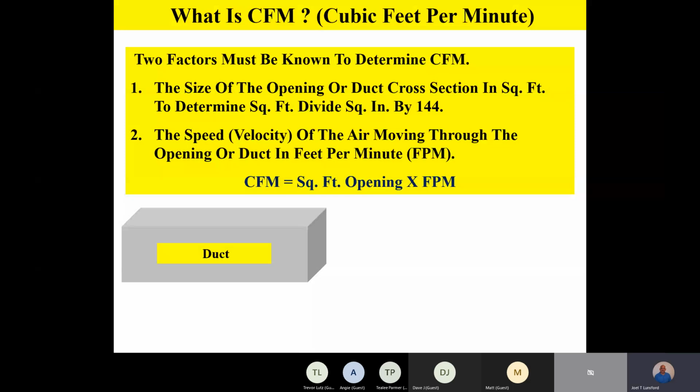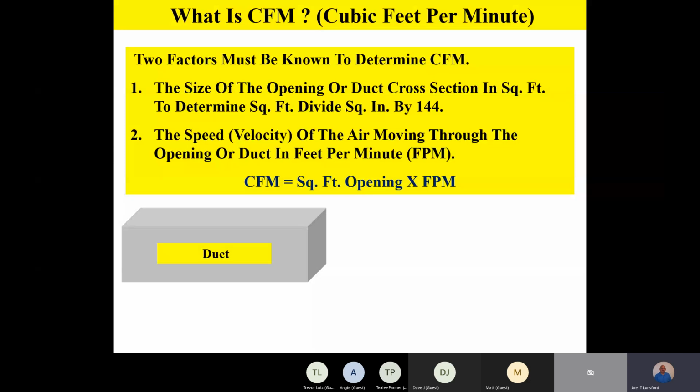Okay, team, let's do one more and then we'll jump into something else. In this final example, we have a 22-inch diameter duct. So the radius is going to be 11 inches. Clear your calculator and take 11 times 11 times 3.14. That'll give us the square inch opening of this round 22-inch duct. In this example, it's 380 square inches.